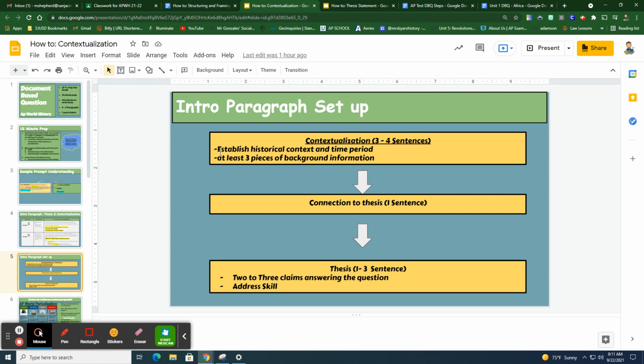So how does this background information that you're giving connect to your thesis? And you're going to have some cool sentence connector there that I'm going to show you an example of later. And then obviously the last part of your opening paragraph is going to be your thesis. Okay. And again, as we practiced, your thesis is 2 to 3 claims answering the question. Why 2 to 3? Because that's how many body paragraphs you're going to have. How many lines of reasoning are you going to have for your claim, right?